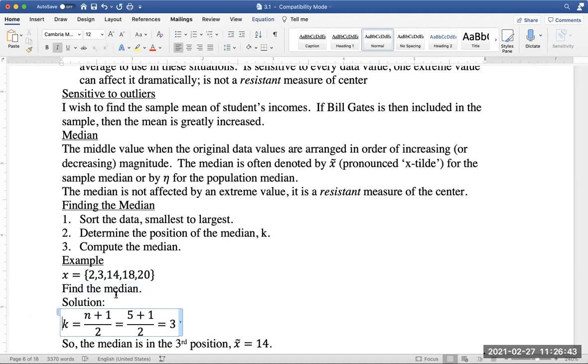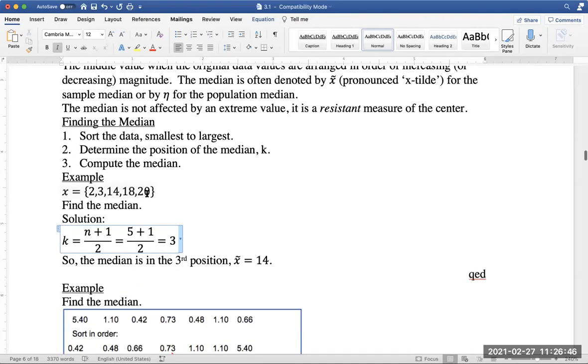First I want to figure out where the middle is. The data has already been sorted. Next, I want to figure out the middle value. The middle value seems to be here, in the third position. How can I find that? By the following formula: let k equal n plus 1 over 2. I have five numbers. 5 plus 1 is 6, divided by 2 is 3. So the median should be the number in the third position. That number is 14, and that is my median.